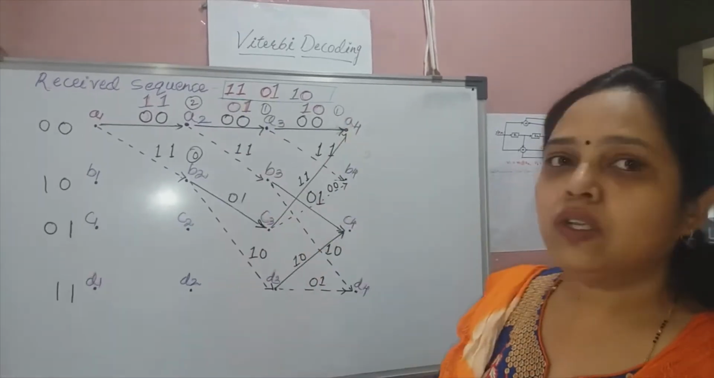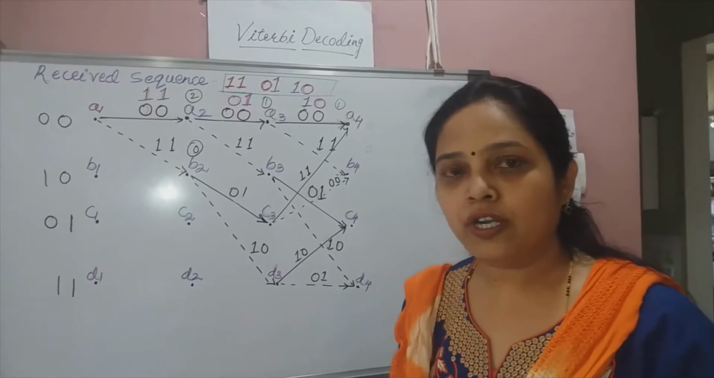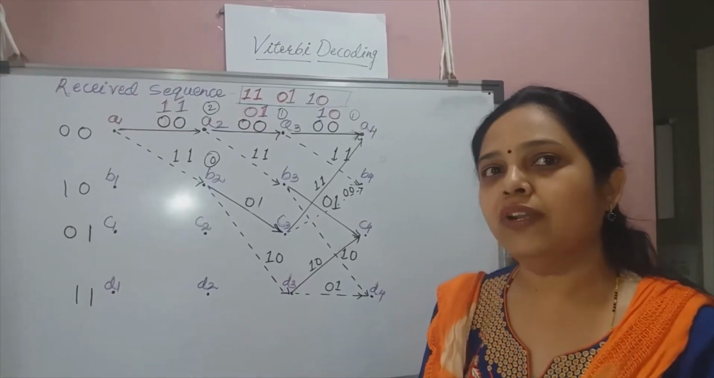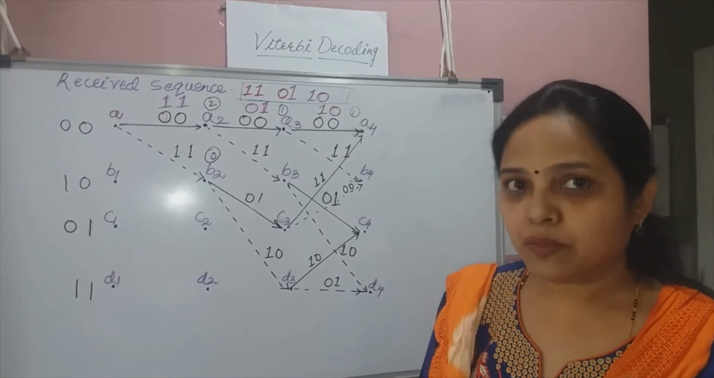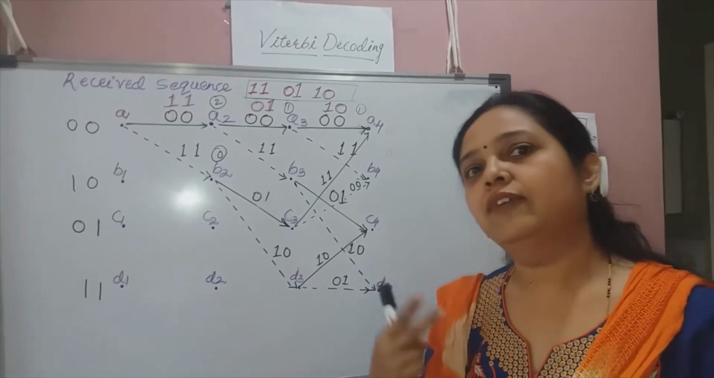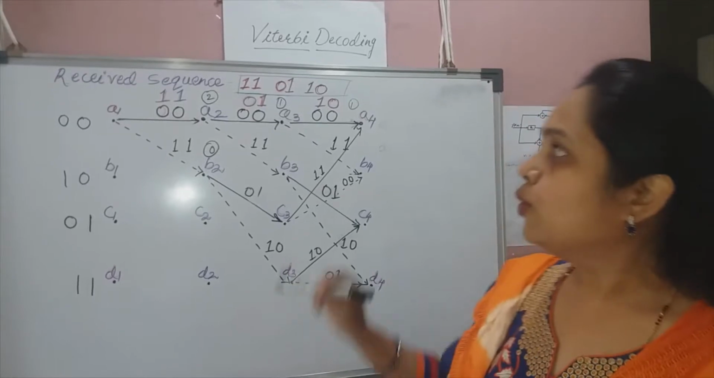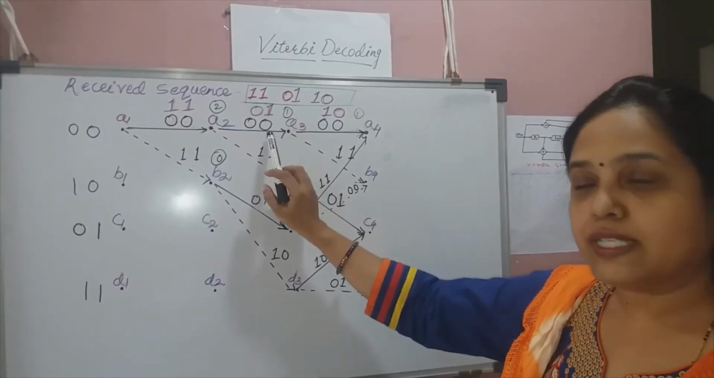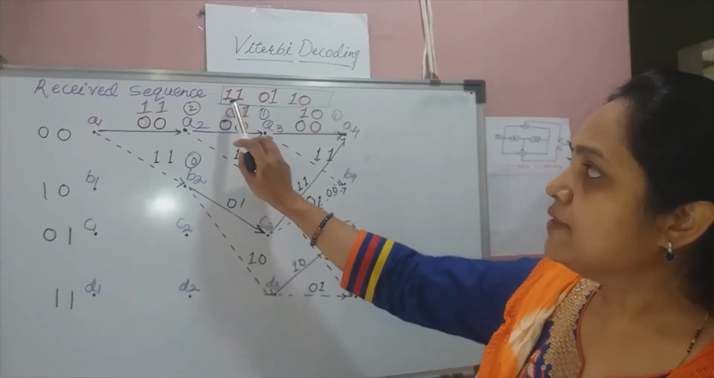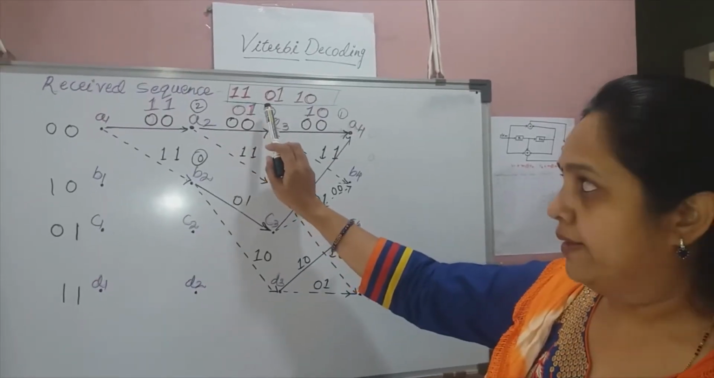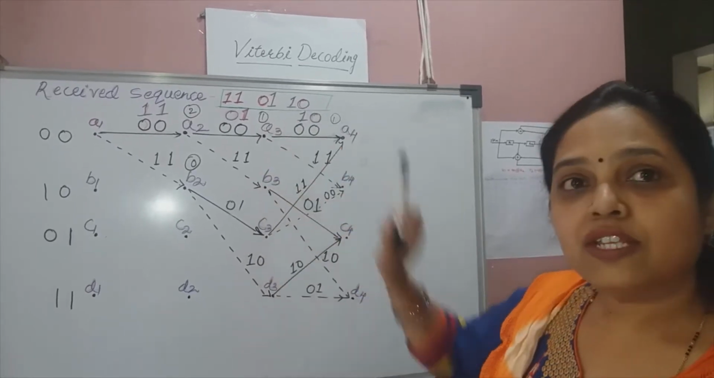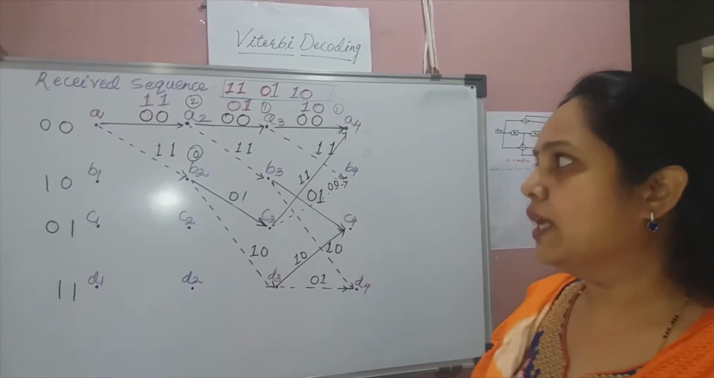Now this particular trellis diagram is for the convolutional encoder of code rate 1/2. That means for one input bit there will be two output bits. So the received sequence will be converted into groups of 2 bits. The first 2 bits are grouped together, the next 2 bits are grouped together, and then the next 2 bits are grouped together.